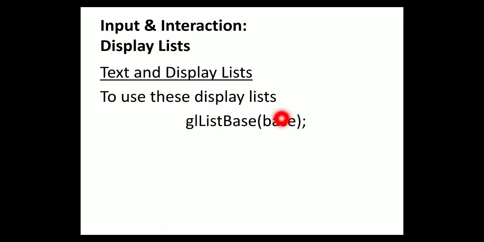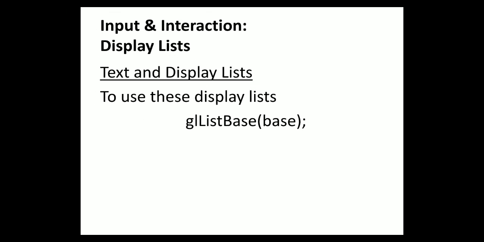In order to use this particular display list defined, we are going to make use of glListBase. We pass the base value as the base parameter for glListBase. In turn, we are going to use these display lists for our display purpose. So we are going to draw individual characters from the set of 256 characters. We can draw individual characters using this particular function.